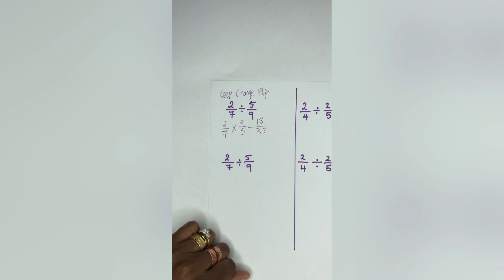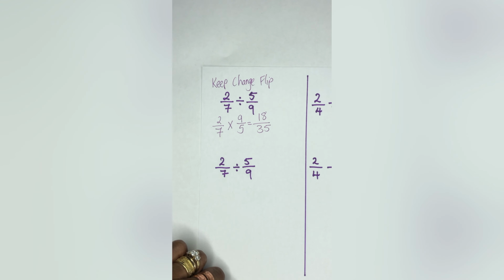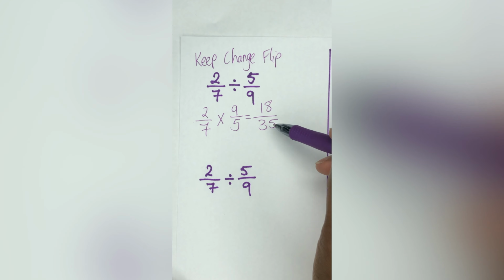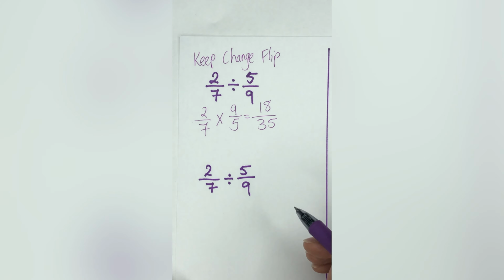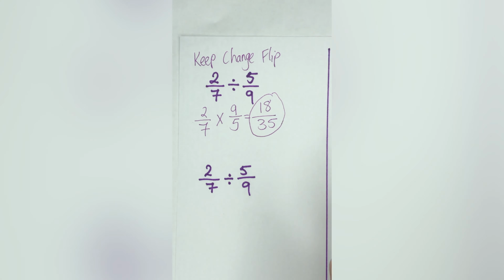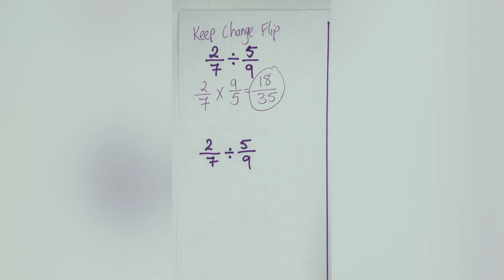Now, the next thing you have to ask yourself is, is there any way to reduce this fraction? Is there a multiplication table that satisfies both of these? No, there isn't, right? Okay, so then that's the answer. 18/35 is the answer. So let's have a look at this one down here as well.